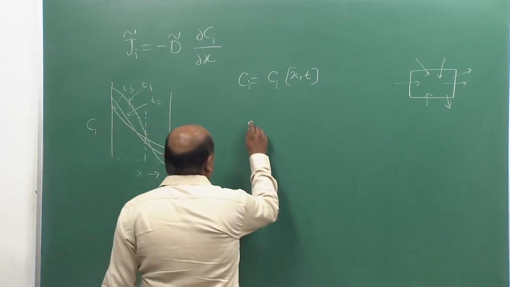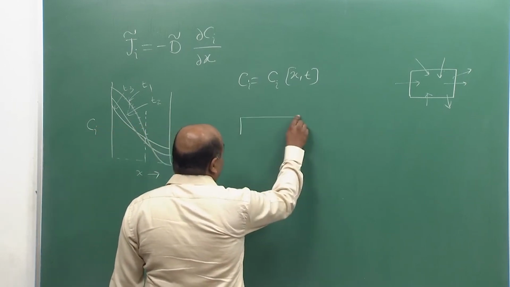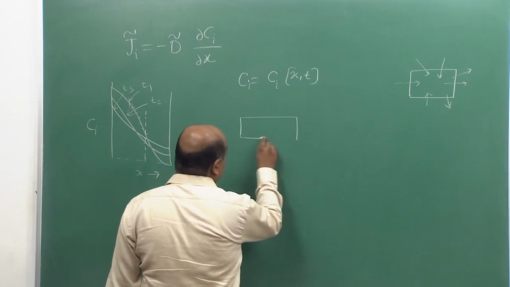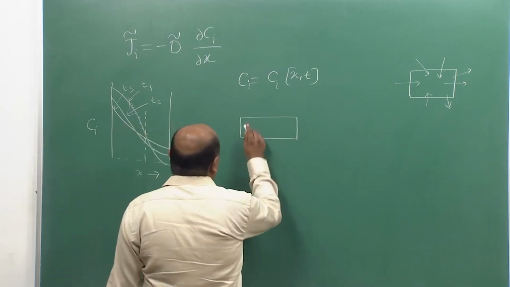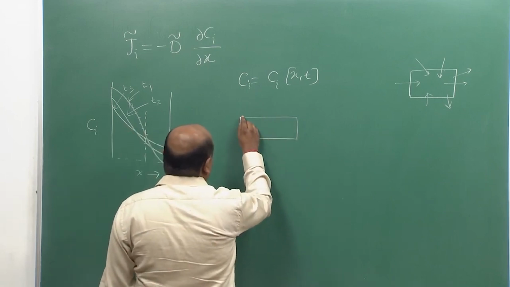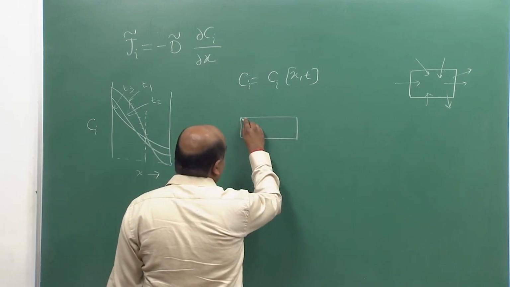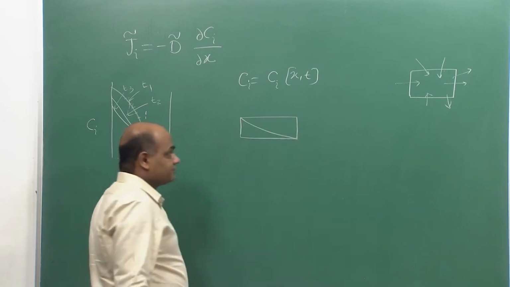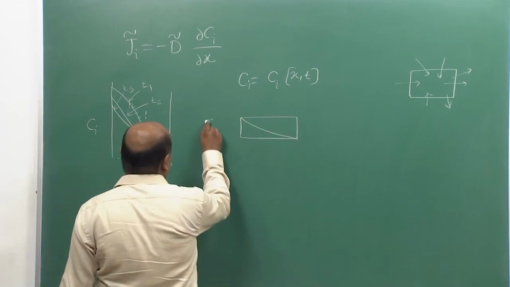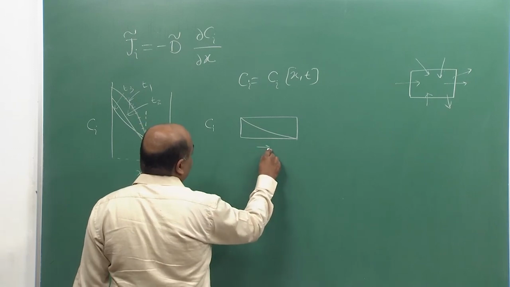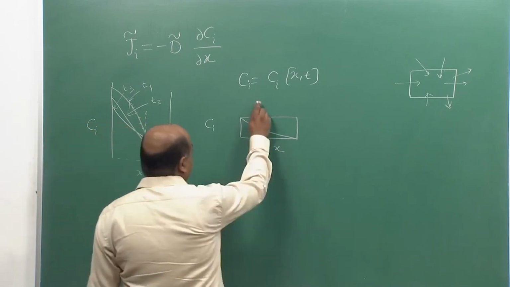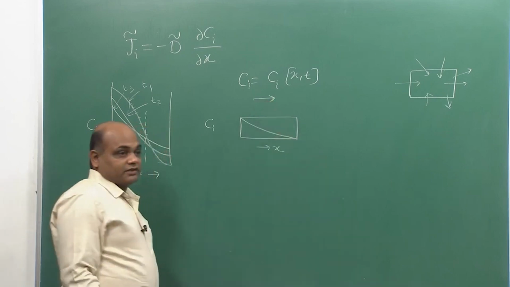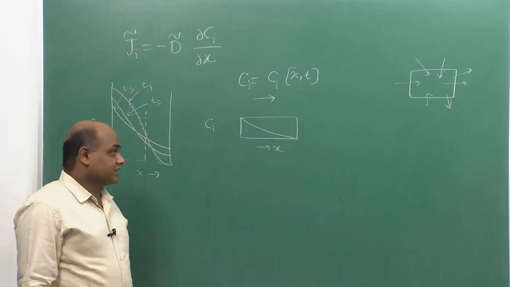I am considering here the situation where I have a specimen along which there is some concentration gradient and the diffusion is occurring, right. So, this is my C I versus x and the diffusion is unidirectional, that is taking place in this direction, let us call this plus x direction.